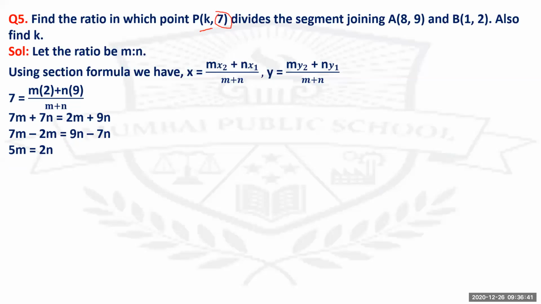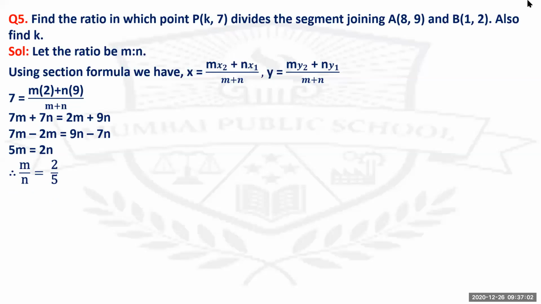After this, what you have to do is take m and n on one side. So you'll get m upon n equals 2 upon 5. So this is your ratio. Is this clear to all the students till here? Any difficulty in this? So let's move ahead to the next part of the question.